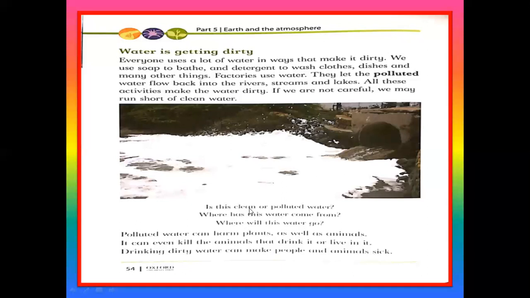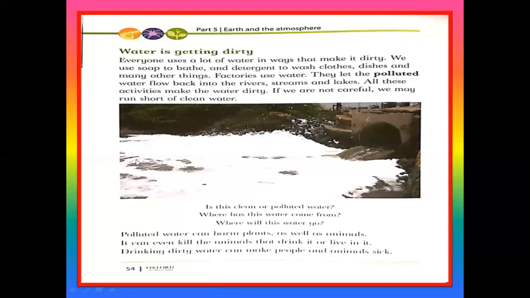Now, here are questions. Is this clean or polluted water? This one. Okay. The next question is, where has this water come from? Where will this water go? Polluted water can harm plants as well as animals. It can even kill the animals that drink it or live on it. Drinking dirty water can make people and animals sick.